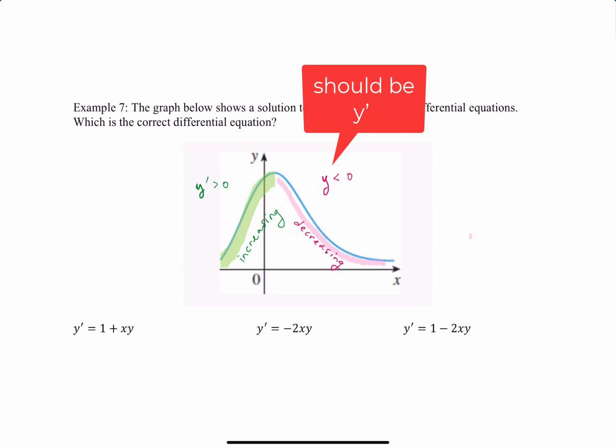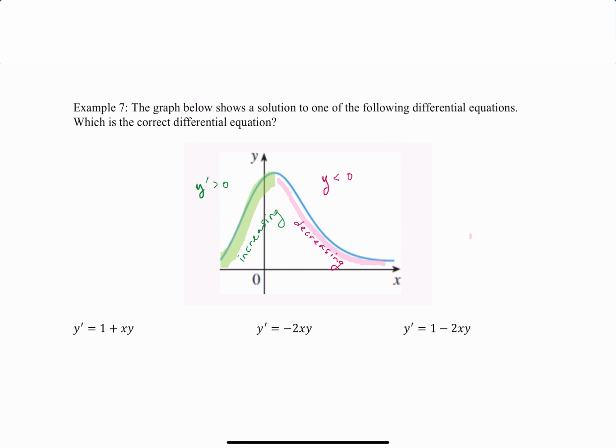So that gives us information about what we should expect from the y primes in the differential equation that goes with this graph. However, these differential equations also involve x and y. So let's make some observations about x and y on our graph. First of all, it looks like y is always positive. The graph is always above the x-axis, which is why I'm saying that the y value on the graph is always positive.